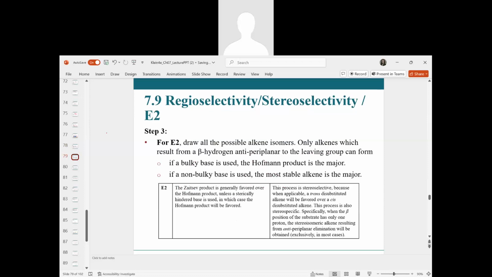Again, for step 3, say we have an E2 mechanism, we would draw all possible alkene isomers, and only alkenes that result from a beta hydrogen that's anti-periplanar to our leaving group can form. So we can eliminate products that would not form using this rule. If we have a bulky base, the Hofmann product is our major product. But if we have a non-bulky base, then we go just based off the most stable alkene as our major product. So generally the Zaitsev product is favored in E2, and the Hofmann would be favored with a sterically hindered base. So Zaitsev, unless a sterically hindered base is used.